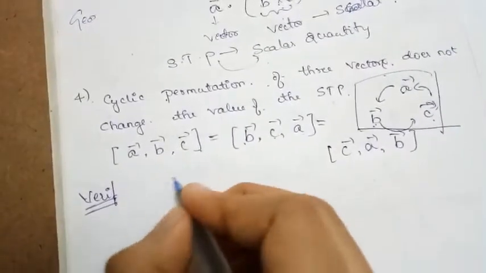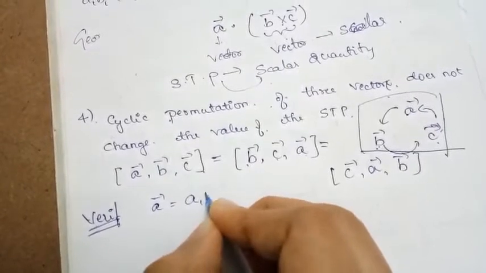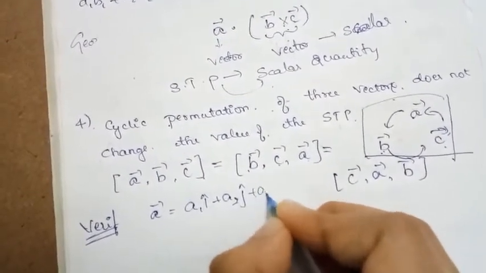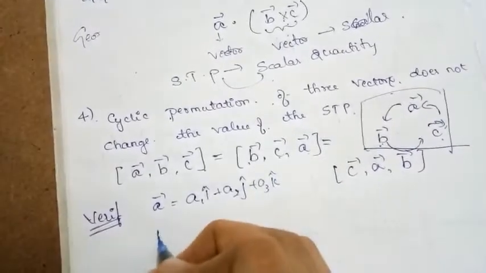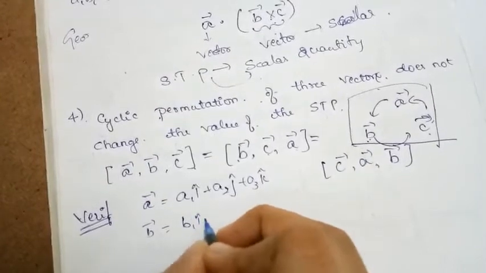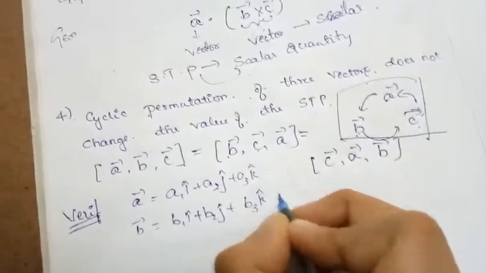The verification considers the general component form of vector A, a1 i cap, a2 j cap, a3 k cap, and the components of vector B, that is b1 i cap, b2 j cap, and b3 k cap.